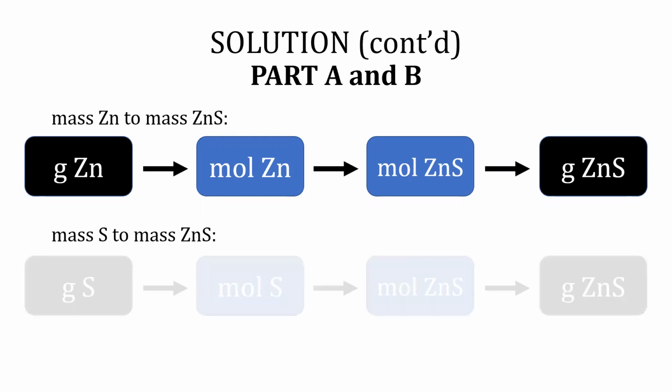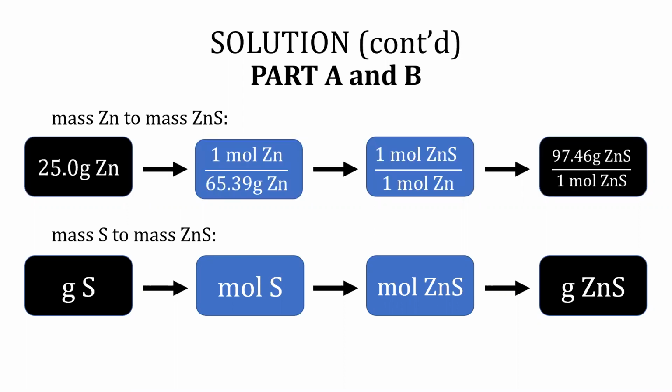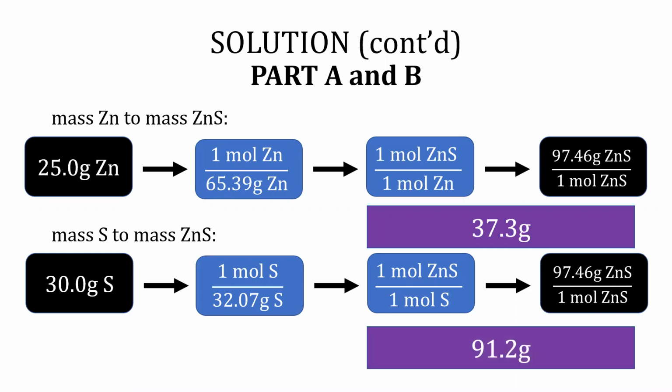Start with the mass of S, convert to moles of S by dividing by the molar mass of S, then multiply by the mole ratio between ZnS and S, and lastly, multiply the molar mass of ZnS to get grams of ZnS. It turns out that 25.0 g of Zn, after plugging in all the values, produces 37.3 g of ZnS. It turns out that 30.0 g of S, after plugging in all the values, produces 91.2 g of ZnS.